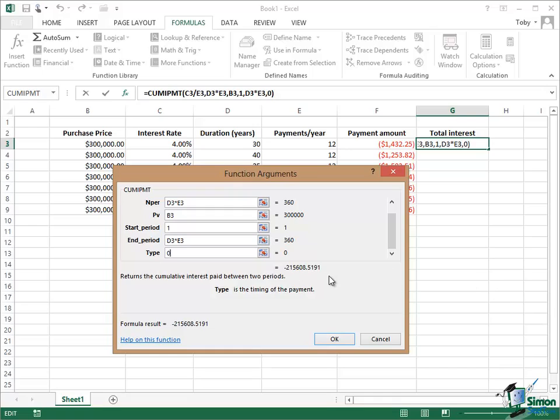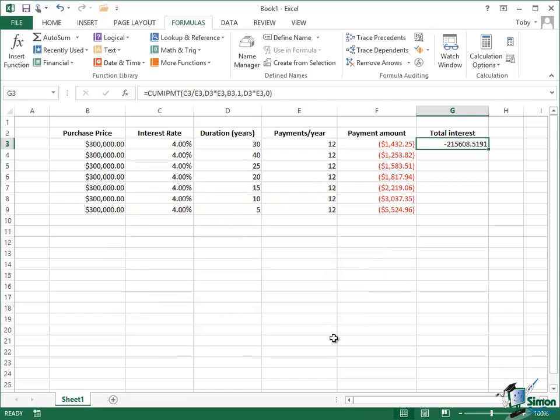So when we've done that, click on OK, and what we find is that if we use the 30-year duration and monthly payments, the total amount of interest paid would be $215,608, which means add it to the 300,000, which of course we could do here, you'd pay just over $515,000 to pay off a $300,000 loan.